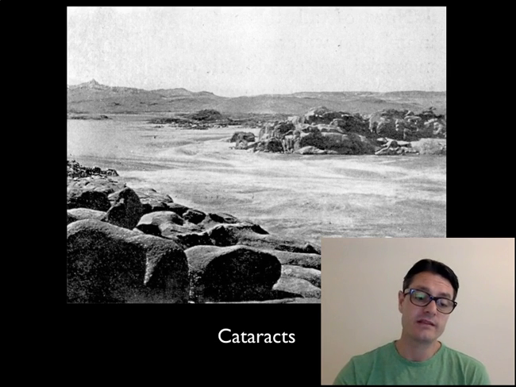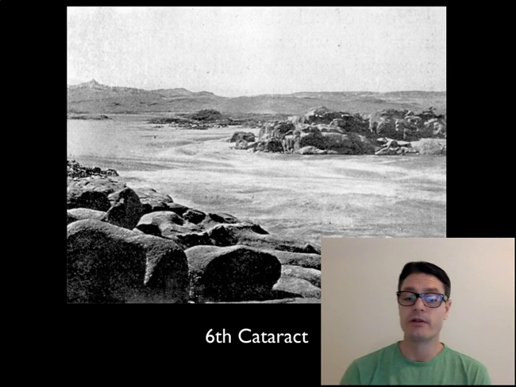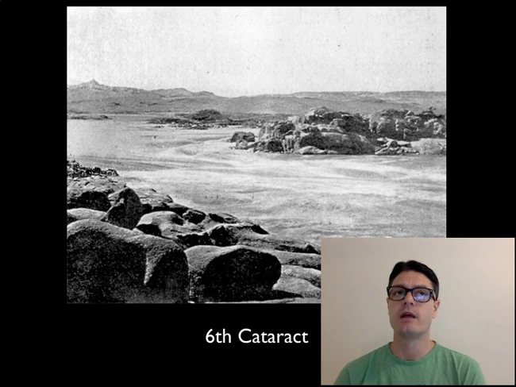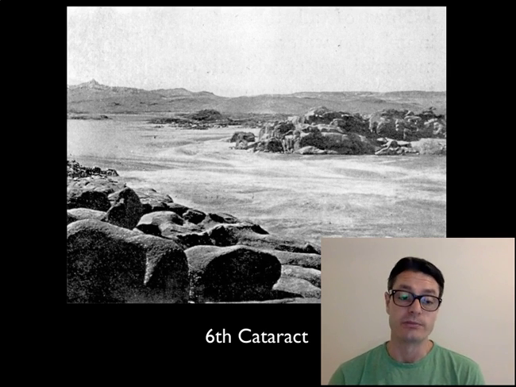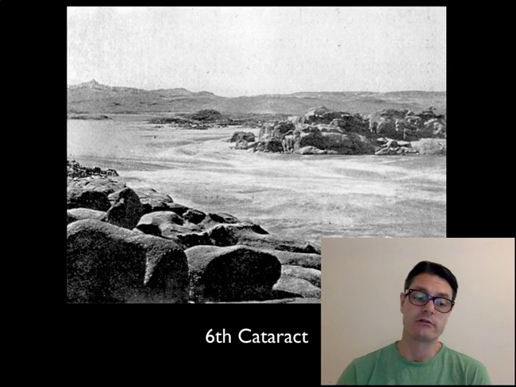This is an image of the sixth cataract, but in the time period that we're looking at, the Egyptian empire in the New Kingdom pretty much ended at the first cataract, because it was too hard to maintain any kind of power or control beyond that. You couldn't traverse that easily in a ship, which just meant that it was too hard to get a number of ships across there and control that area effectively.